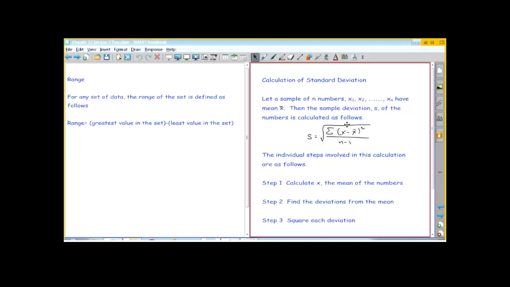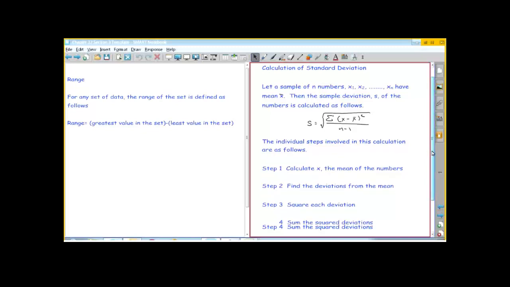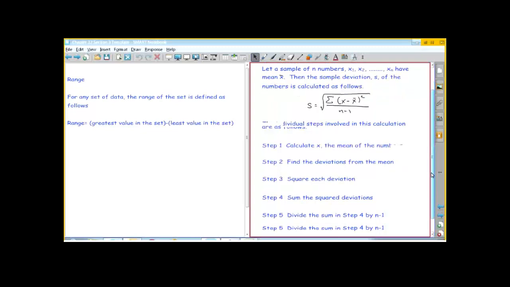So the first step is to calculate x bar. Then you calculate this difference, the deviations. Then you square those numbers so they become positive. The fourth step is you add up all those deviations squared. And then you divide by n minus 1. N is the number of data points. And then you take the square root.